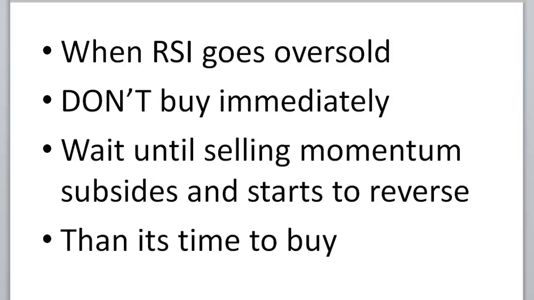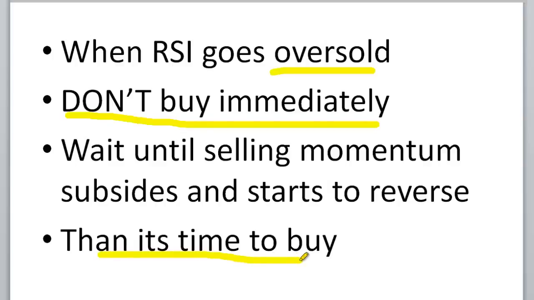So how does our strategy work? When our relative strength index is telling us that a trading instrument, for example the euro dollar, is getting oversold, we're not going to be buying immediately. We don't want to buy immediately, because it could continue to get more oversold. So we're going to be a little patient. We're going to wait until the selling momentum subsides and then start to buy. Once it reverses, then it's time to buy.